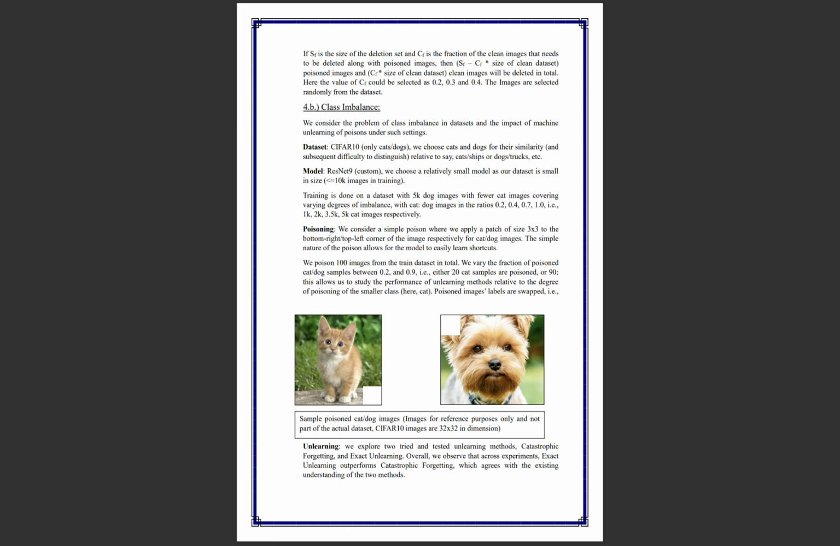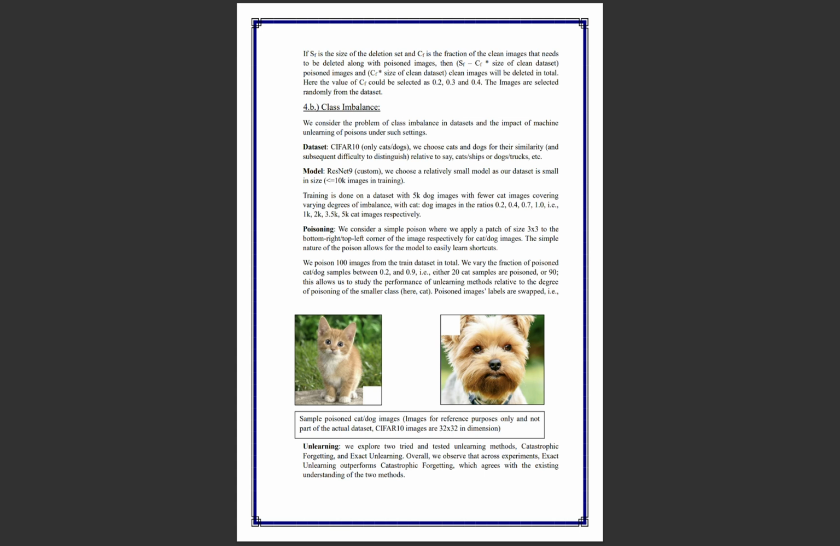Looking at the class imbalance implementation, we consider the problem in datasets, and the impact of machine unlearning under such settings is considered. The dataset here is Sephartin. Only dogs and cats are considered. We choose cats and dogs for their similarity and subsequent difficulty to distinguish, relative to say cats in ships or dogs in trucks, etc. Similar to the previous experiment, the model used is ResNet9. We choose a relatively small model as our dataset is small in size.